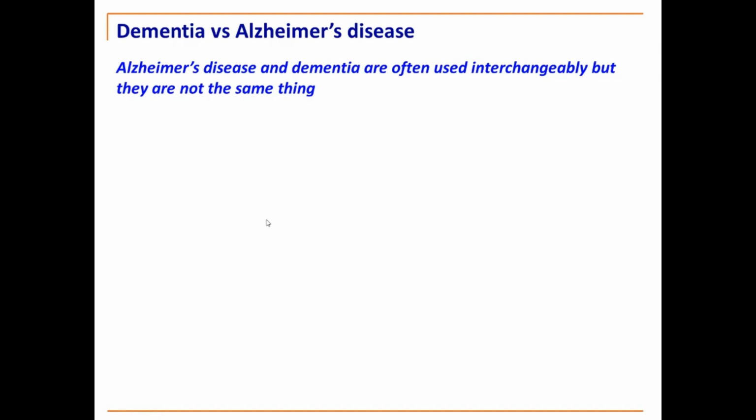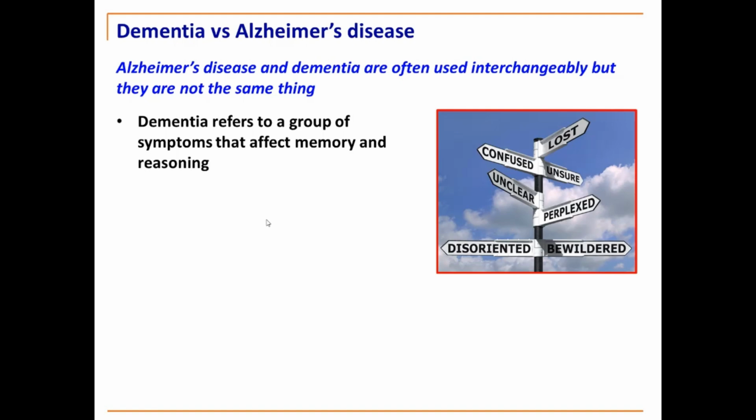So what about dementia and Alzheimer's disease? Are they the same? Are they different? Well, they're often used interchangeably. So people will say, oh, they've got Alzheimer's or they've got dementia, and they'll use them interchangeably, but they aren't actually the same thing. Like I said, dementia refers to a group of symptoms that affect memory and reasoning and other higher order thinking skills.